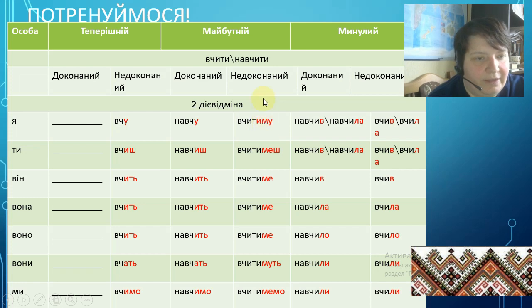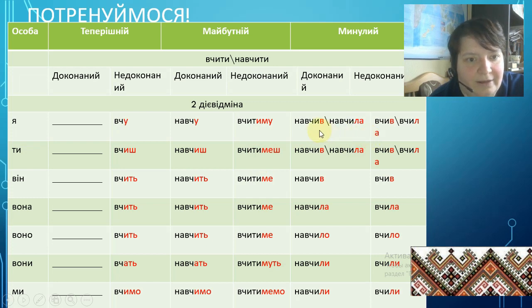And the imperfective state, complicated form, again, here we have the infinitive and just put these endings. Му, меш, ме, муть, мемо. Вчитиму, вчитимеш, вчитиме, вчитиме, вчитиме, вчитимуть, вчитимемо. So we are going to learn something or to teach someone.